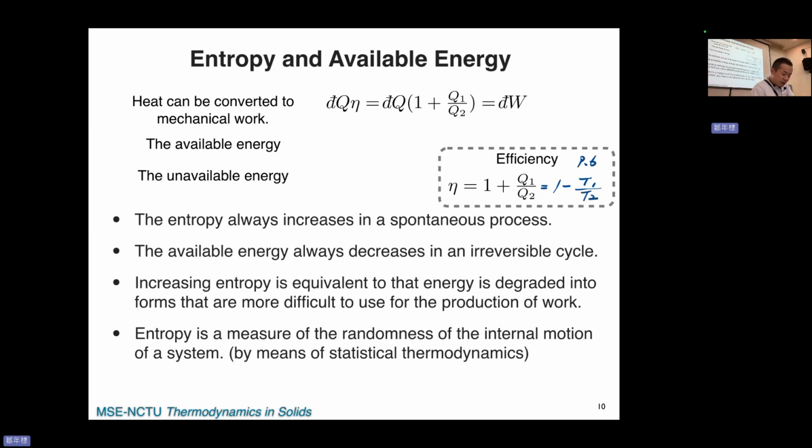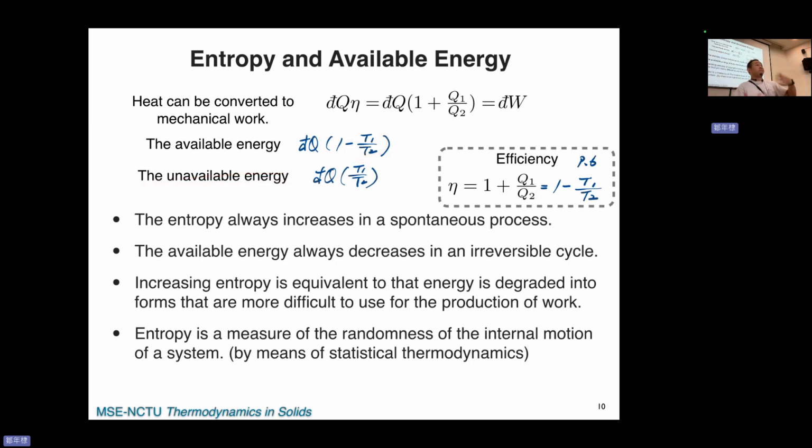So the available energy is something that actually makes it work. Suppose we want 100%, but in the real world, you need to minus T1 over T2. So this T1 over T2 part is something unavailable.